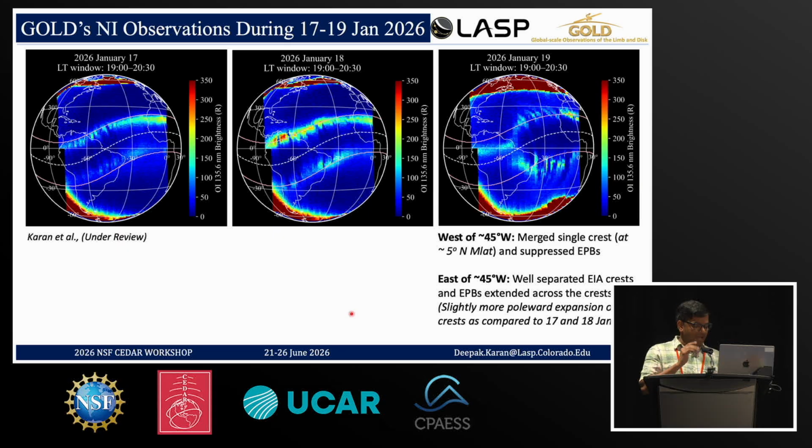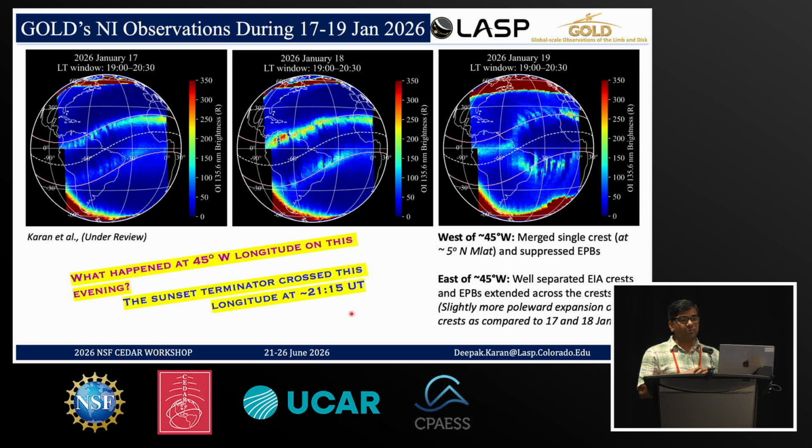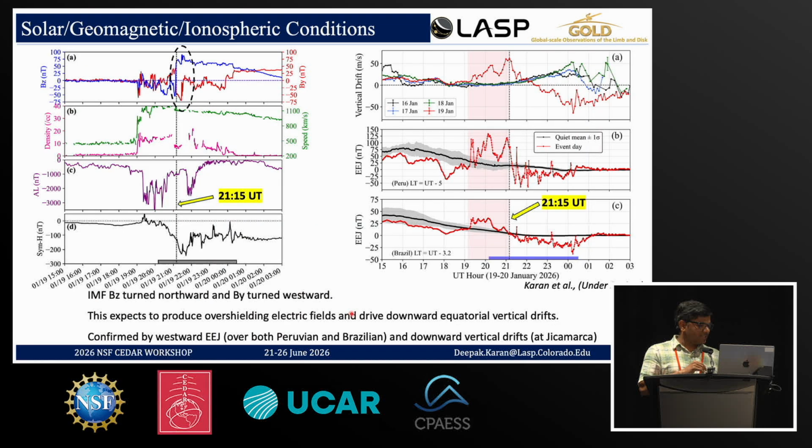So what is happening at that 45-degree west longitude? At that longitude, the sunset was crossing at 21:15 UT on that evening. With that, let's look at the geomagnetic, solar and ionospheric conditions at that time. On the left side, I am showing the solar and geomagnetic conditions. The vertical dashed line here is the time 21:15 UT.